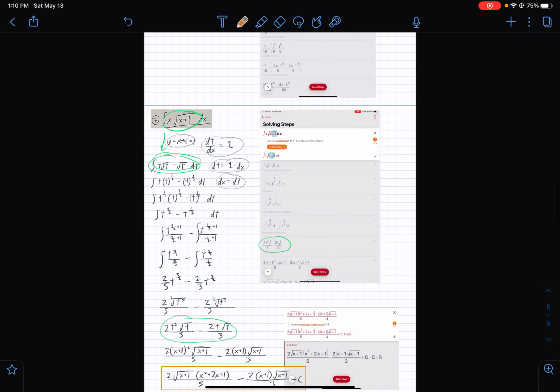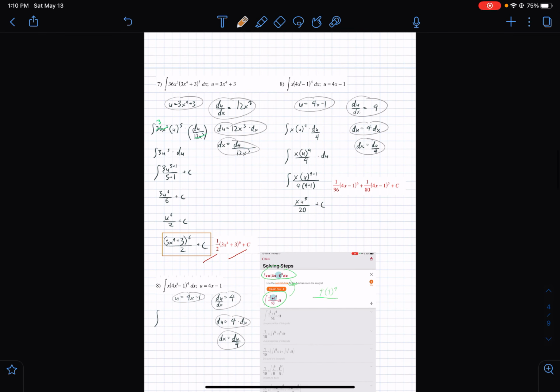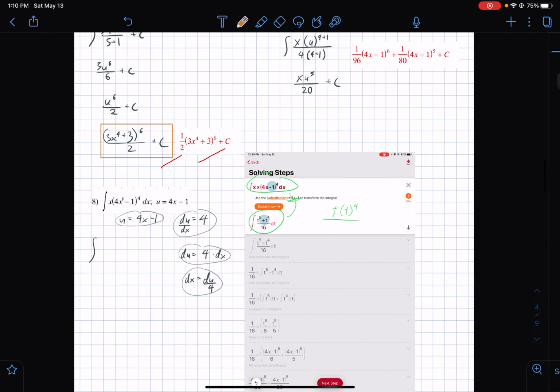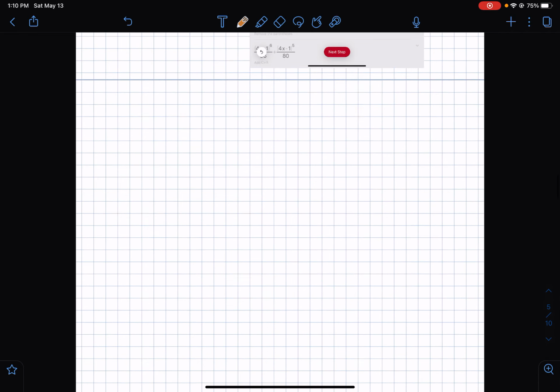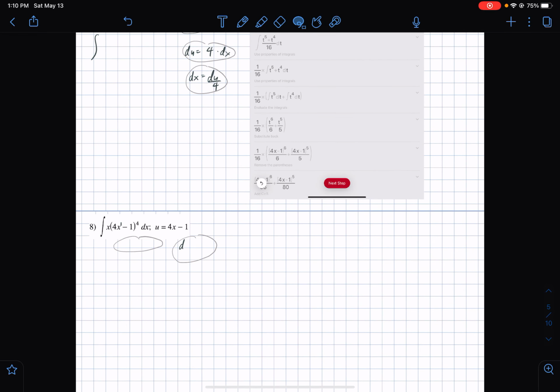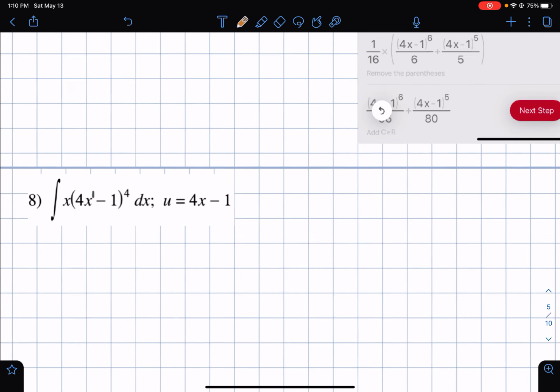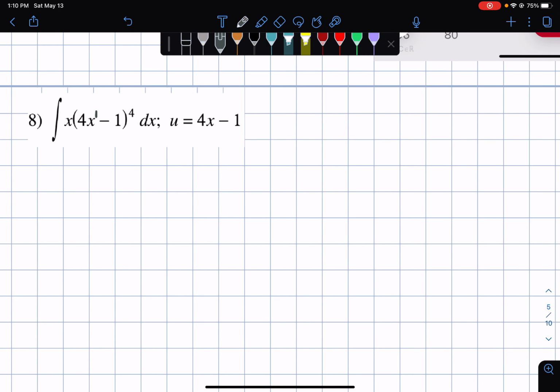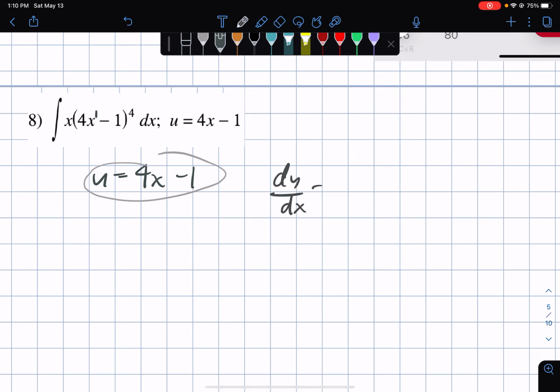Alright, I think we're ready. Let's re-answer number 8 of the Kuta Software worksheet. So first of all, u is equal to 4x minus 1. About our du over dx, that's equal to 4. du is equal to 4 times dx. dx is equal to du over 4.